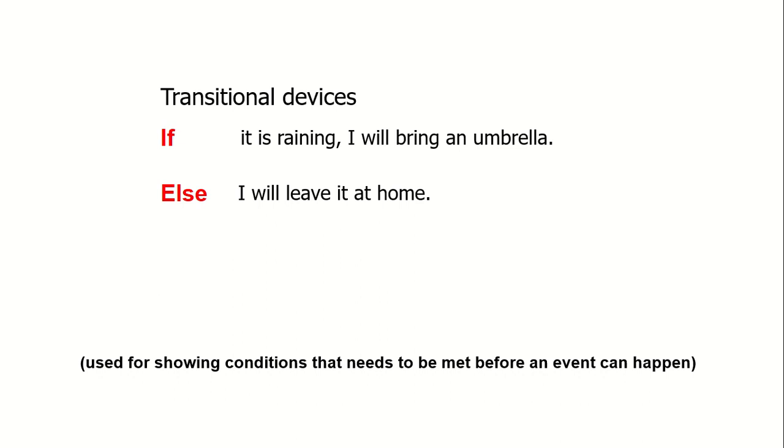For example, if it is raining, I will bring an umbrella. Else, I will leave it at home. Here, the use of else tells us another event that will happen if the first event did not occur, as in, leave the umbrella at home. In Arduino, if and else are rightfully called conditional statements. If written using actual codes, the program will look like this.